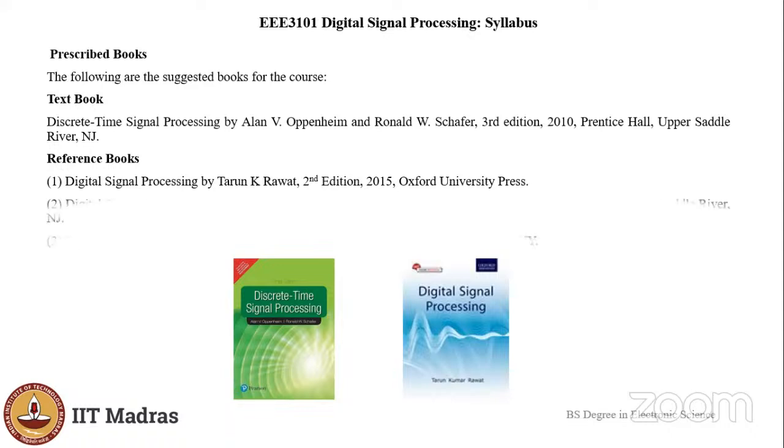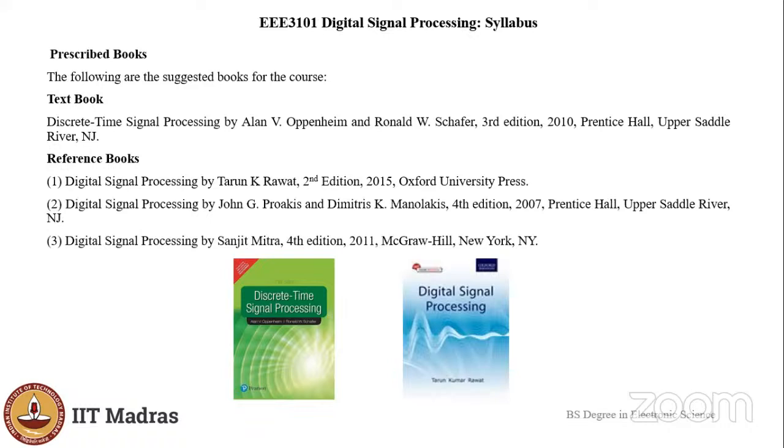Then the other 2 books are Proakis and Sanjit K. Mitra. These 2 are also very good books. If you want, you can refer. And sir will be telling you which section of the discrete-time signal processing textbook and which section of Digital Signal Processing by Rawat he is teaching in that particular lecture. So you can go back to the textbook and read that section so that you will get more idea about the course.